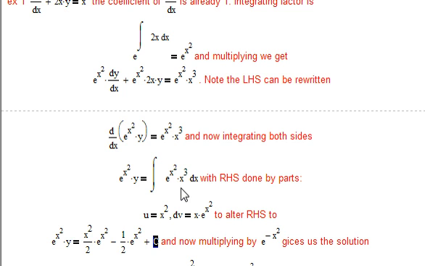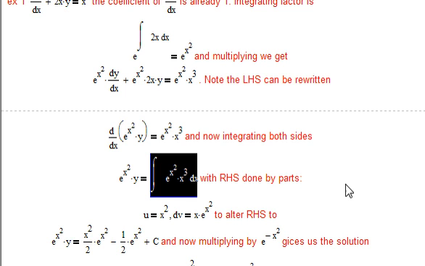Remember, when we integrated this, we have to add a constant because we integrated both sides. The constant has to be added. Actually, there would be one on both sides, and we're combining them into one constant.